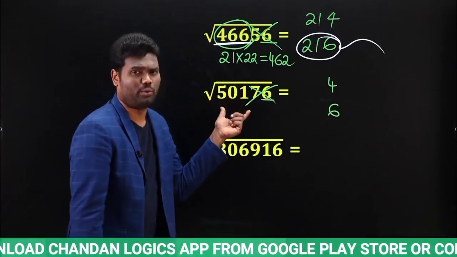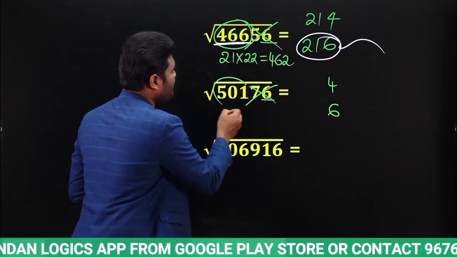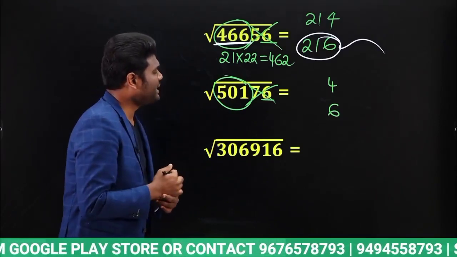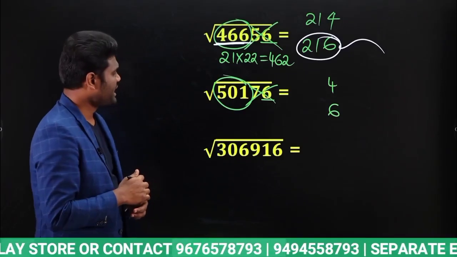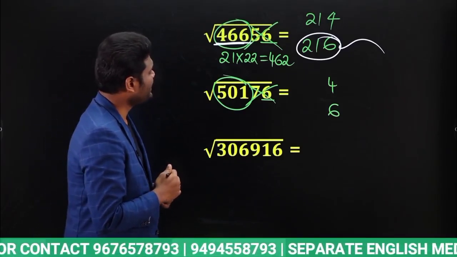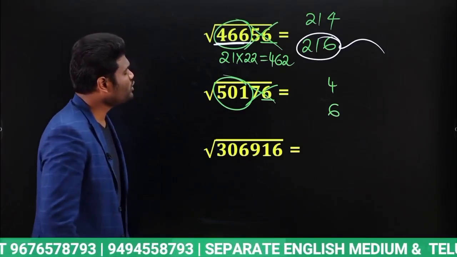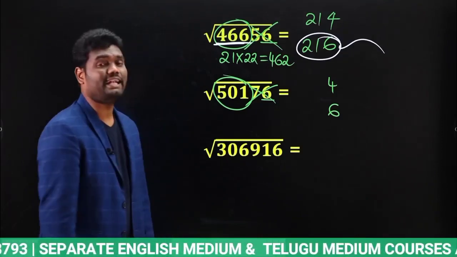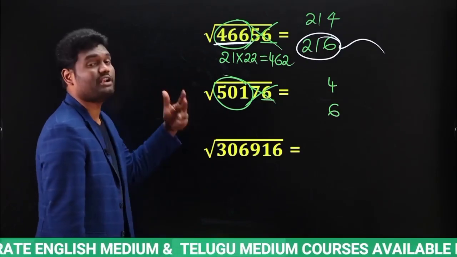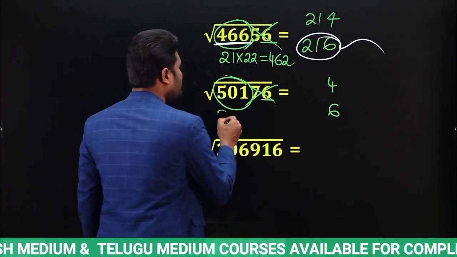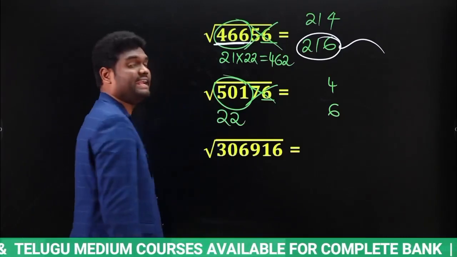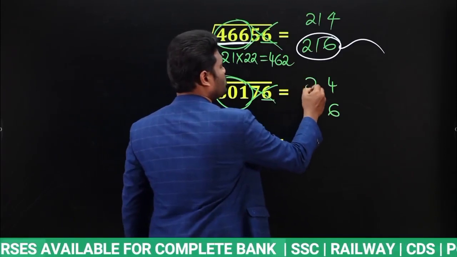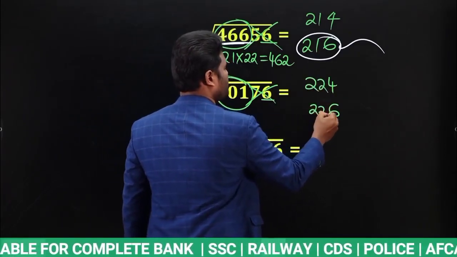Next you have 501. So the perfect square close to 501: if you take 21 square, it is going to be 441. 22 square will be 484. And 23 square will be 529, which is more. So 22 square you can take, which is close to this and less than this. So this is going to be 22.